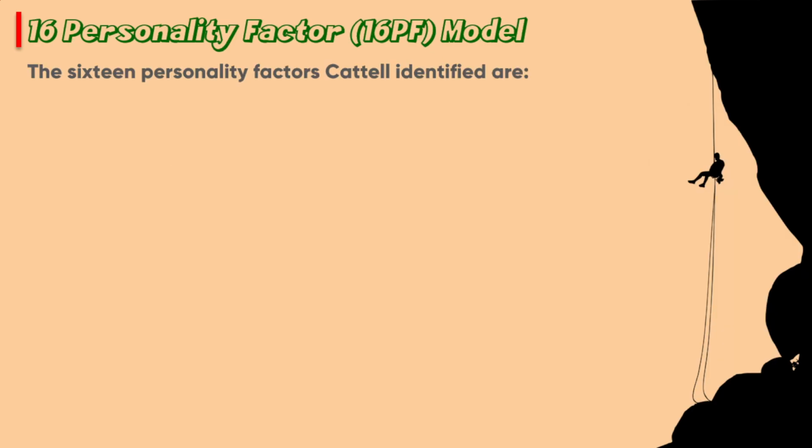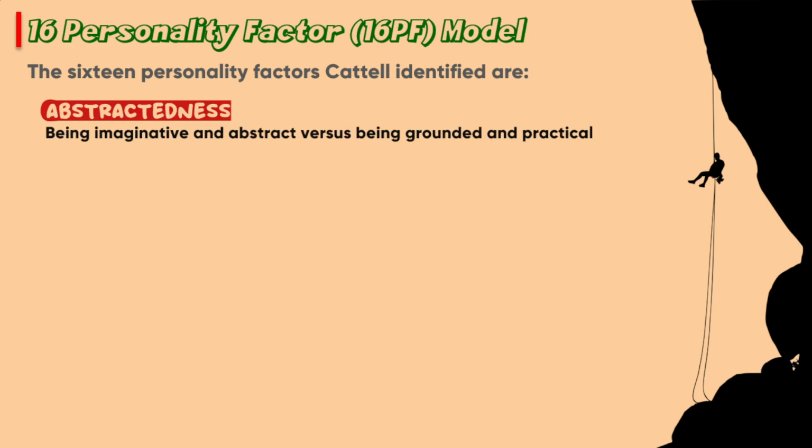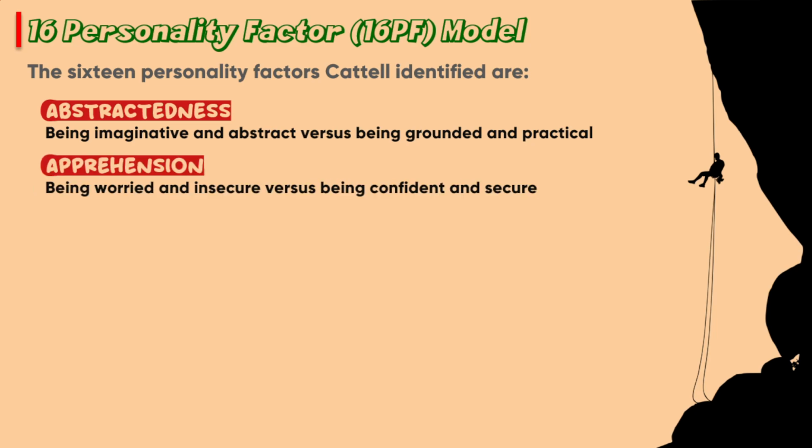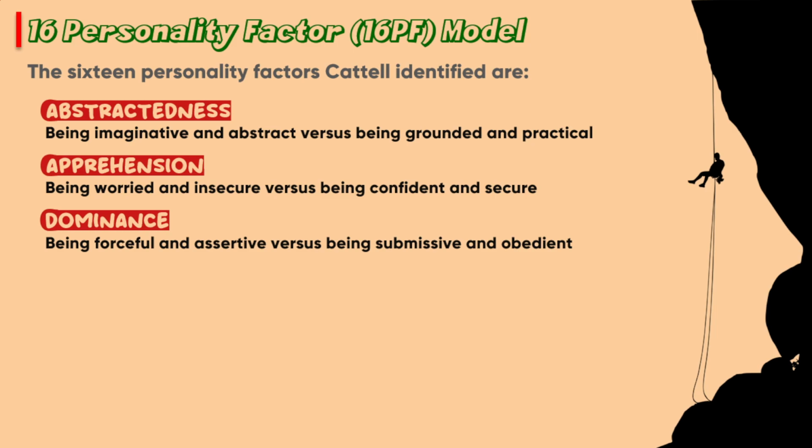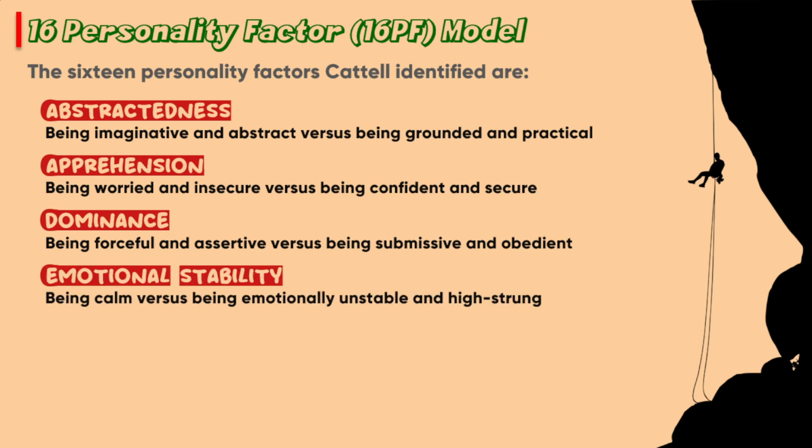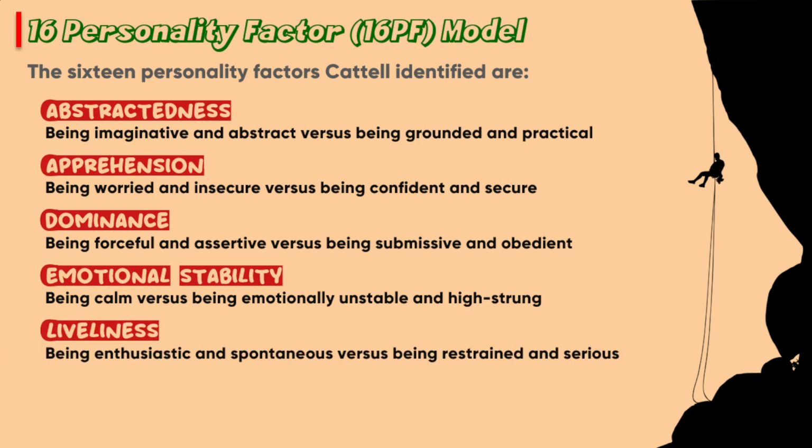The 16 personality factors Cattell identified are abstractness, that is being imaginative and abstract versus being grounded and practical. Apprehension, that is being worried and insecure versus being confident and secure. Dominance, that is being forceful and assertive versus being submissive and obedient. Emotional stability, which is being calm versus being emotionally unstable and high-strung. Liveliness, that is being enthusiastic and spontaneous versus being restrained and serious.